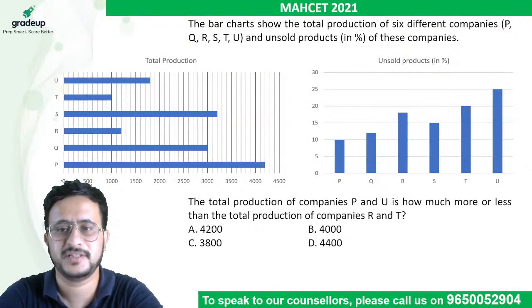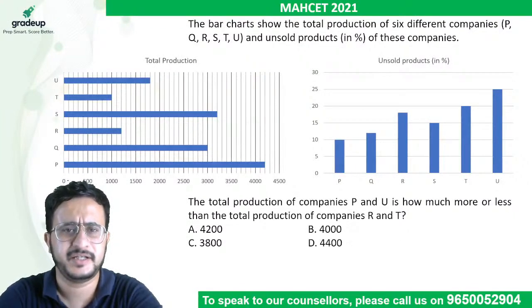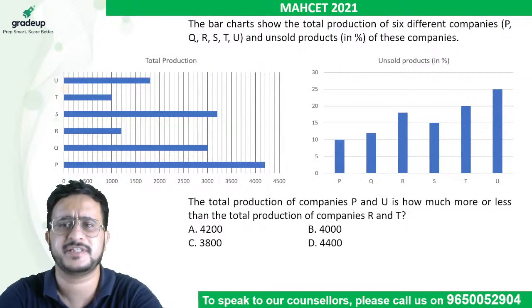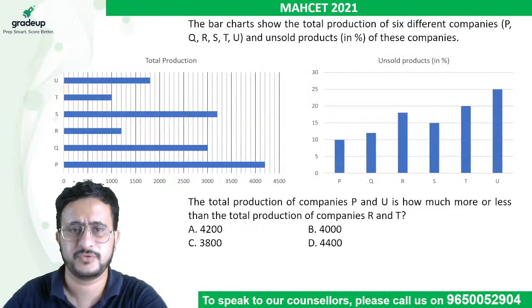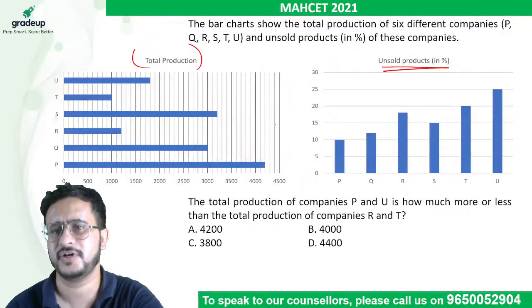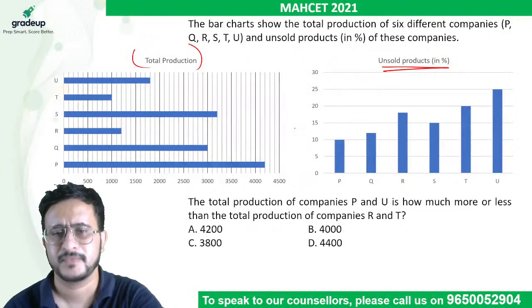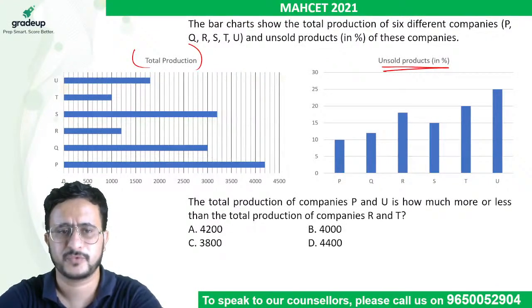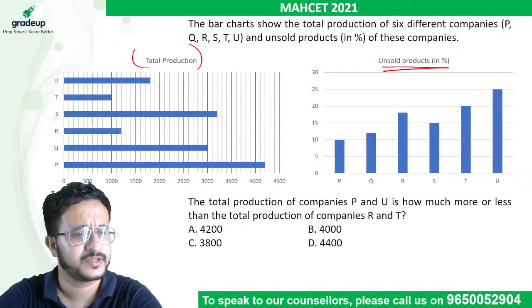So let us start with the first set. It has two bar graphs. The first bar graph shows the total production of 6 different companies. This shows you the production, and this shows you the percentage of unsold products. And you have to answer questions based on that. Okay, so let us begin with this set.